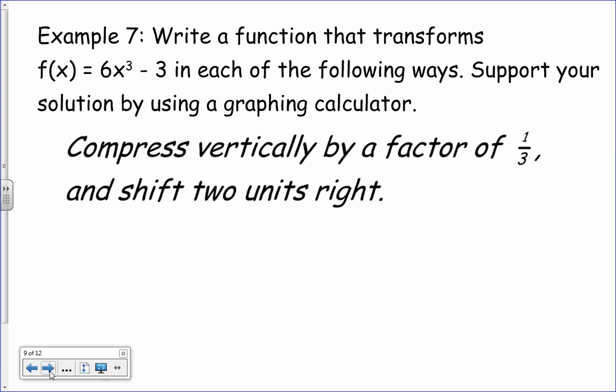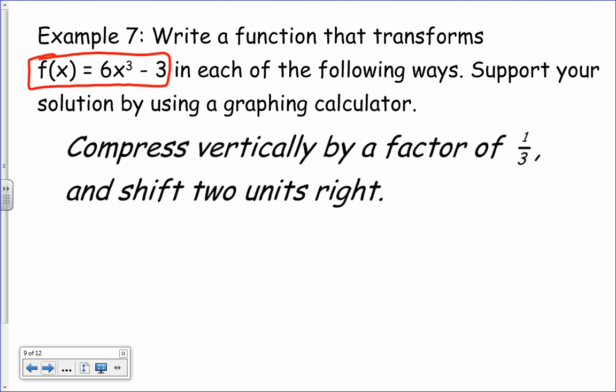All right. Listen up. Examples 7, 9, 10, 11 are asking you to write the new rule. It's going to give you an original function and a transformation, and it wants to see the new rule. Most of these have 2 items in them, so it can get a little hinky. Example 7, the original function is f of x equals 6x cubed minus 3. And our transformations are going to alter that function. So here's the transformation it wants.